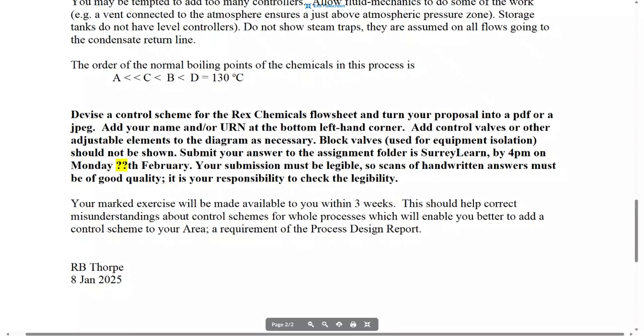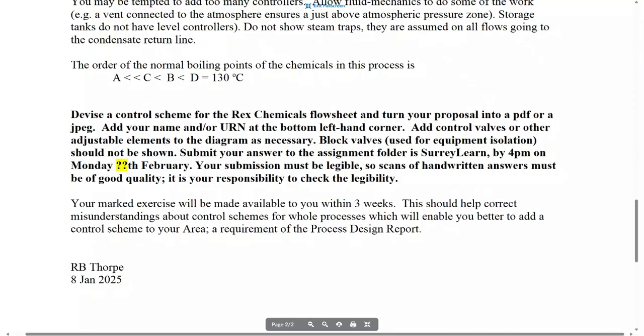Also, remember to submit your answer to the assignment folder on StoryLearn by 4 p.m. Not this day on Monday, but on the assignment date, so I will preview that later on. Note that your submission must be legible, so scans of handwritten answers must be good quality. It is your responsibility to check the legibility. Finally, your mock exercise will be made available to you within 3 weeks.